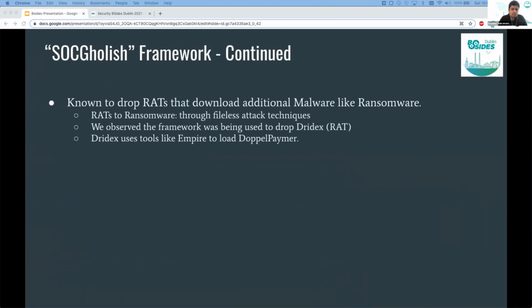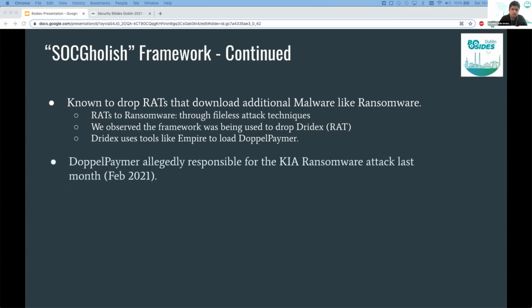So we saw on the previous slide, it is known to drop remote access trojans that can download additional malware like ransomware. In a specific Sawgullish framework campaign, we observed it being used to drop Dridex, which is a well-known remote access trojan, and Dridex then uses tools like PowerShell Empire to actually load Doppelpaymer, which is a ransomware family. I think it was also used in the recent Kia attacks, where they had to pay around $20 million to remediate the attack.